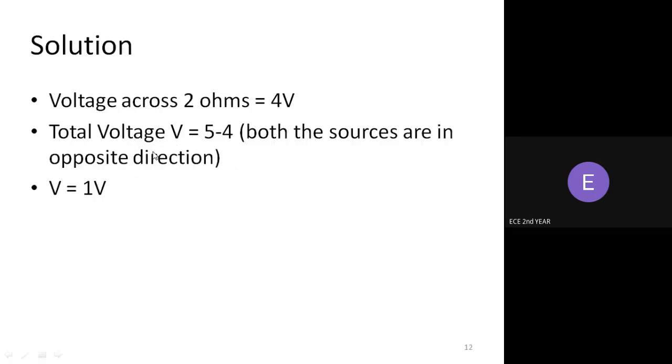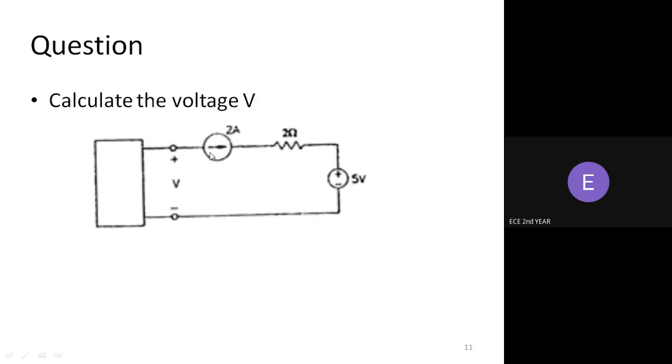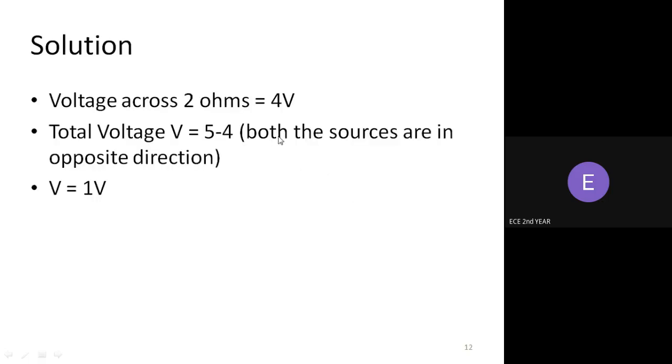The total voltage: here the current flows in this direction, and the current from this 5 volt source flows in this direction, which is opposite to each other. So the total voltage can be calculated by V is equal to 5 minus 4, because both the sources are connected in opposite directions. So V is equal to 1 volt.